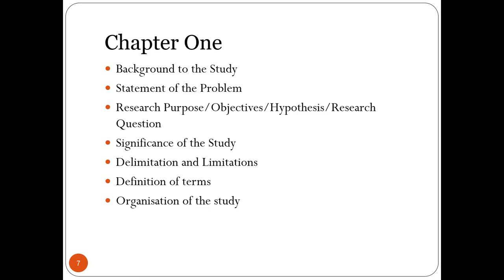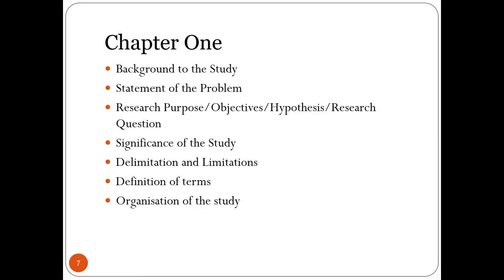So as I've already mentioned, you must give us the background of the study, the overview, the context of the study, and you must also let us know the exact problem of the study, which is the research problem or the statement of the problem. Then you must state the research purpose, the objectives, possibly the hypothesis or your research question, depending on what you are investigating or what you intend to achieve. Then we also have the significance of the study, the rationale.